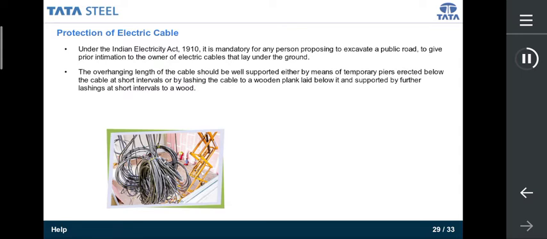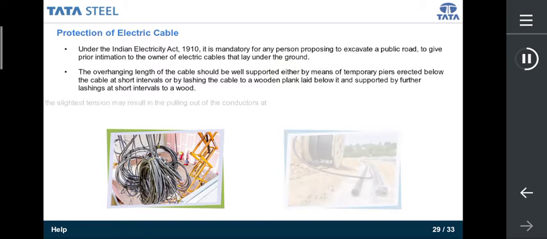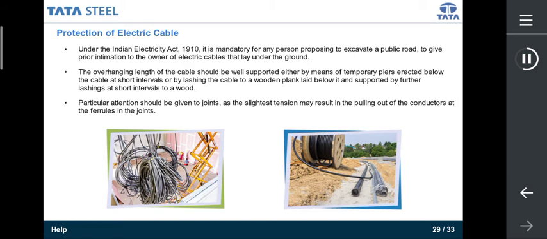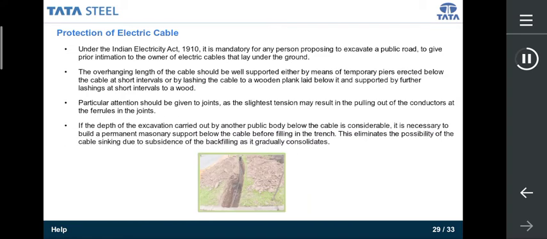temporary piers erected below the cable at short intervals or by lashing the cable to a wooden plank laid below it and supported by further lashings at short intervals to a wooden beam placed above the trench parallel to the cable. Particular attention should be given to joints, as the slightest tension may result in the pulling out of the conductors at the ferrules in the joints.